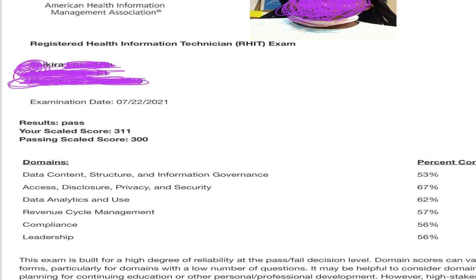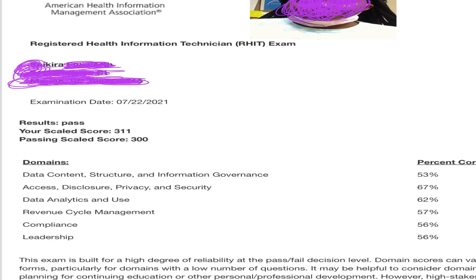The lowest I made was a 53%, and that was on domain 1. The highest I made was on domain 2, and the rest of the scores are, as you can see, below 67%.